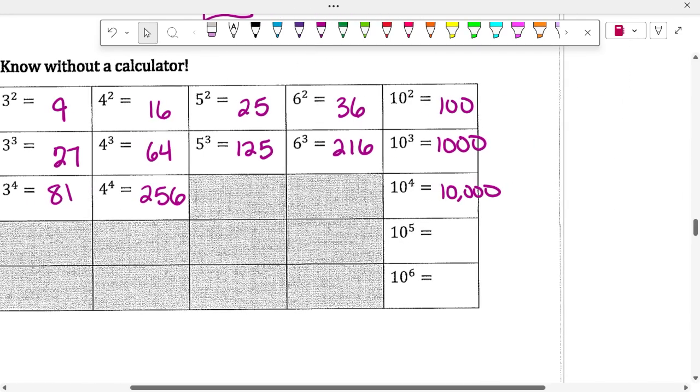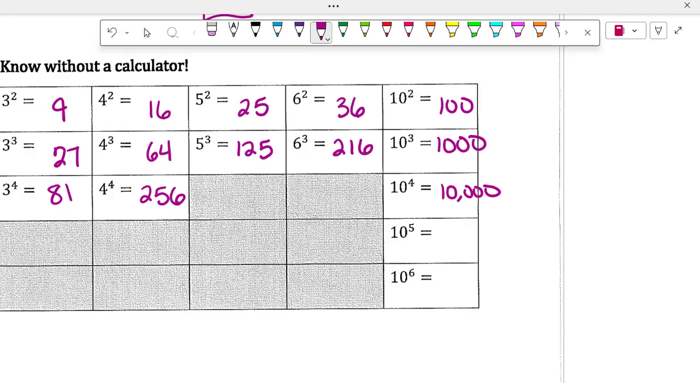Tens are also really easy. All you do is just add on another 0 to the end for every power you do. So if 10 to the 4th is 10,000, what do you think 10 to the 5th is? 100,000. You just add on another 0. So 10 to the 6th is what? A million.